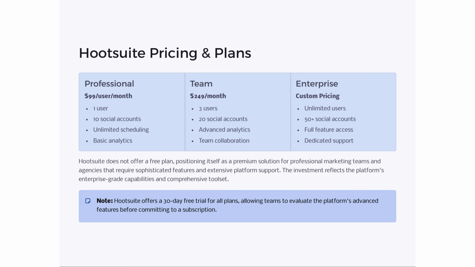Hootsuite offers 3 pricing tiers: Professional at $99 per user per month for 1 user and 10 social accounts. Team at $249 per month for 3 users and 20 accounts. And Enterprise with custom pricing for unlimited users and 50-plus accounts. Each plan includes advanced analytics and collaboration tools, with a 30-day free trial available for evaluation.